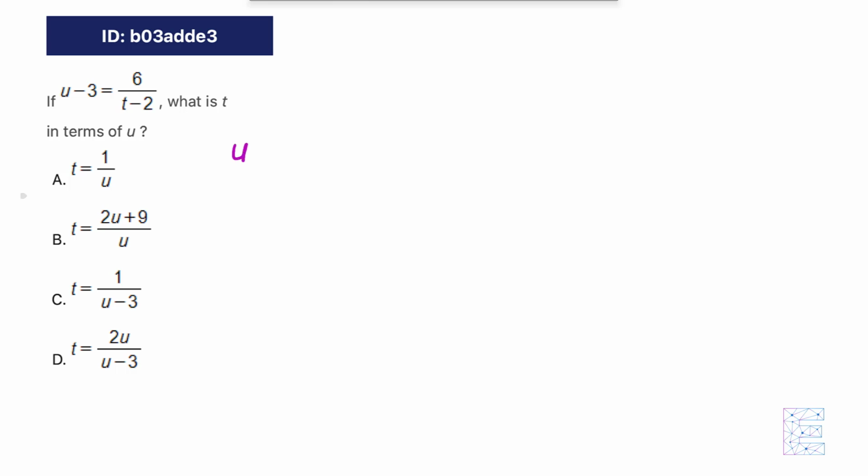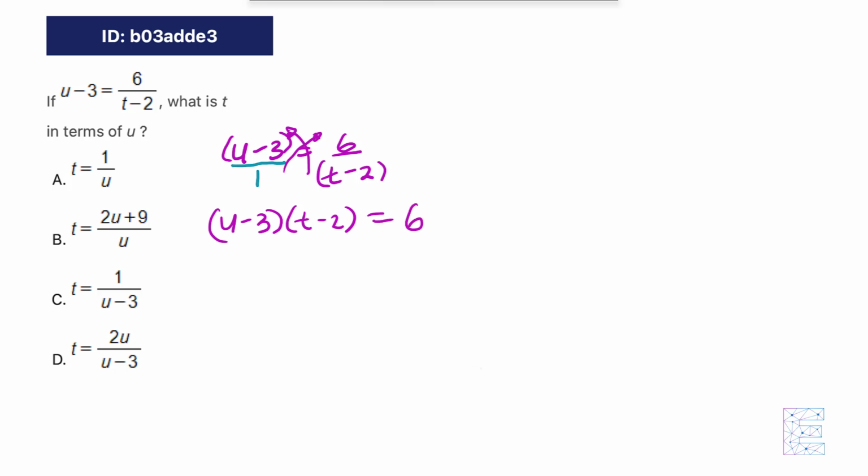So I'm going to copy it down. u minus 3 equals 6 over t minus 2. Now, if you wanted to think of it this way, you can actually give this a denominator of 1 so they look balanced. And now our next step will be to cross multiply. Notice that I'm enclosing the binomials with parentheses because we're going to need to multiply these, and it's always a good idea to have binomials in parentheses. So this will be u minus 3 times t minus 2 equals 6.